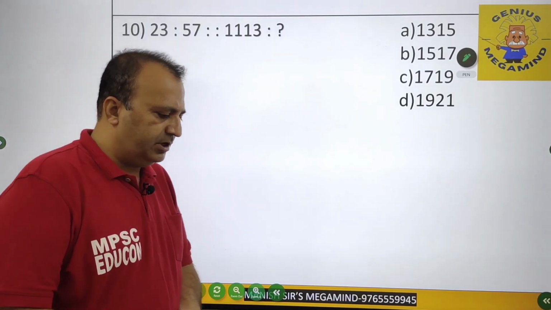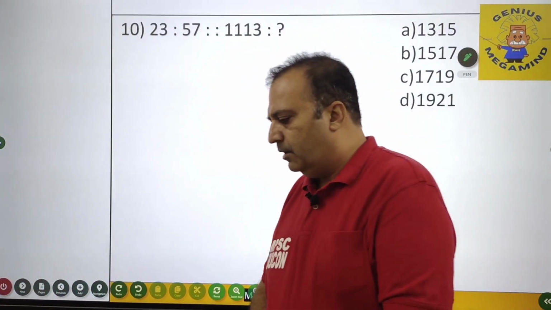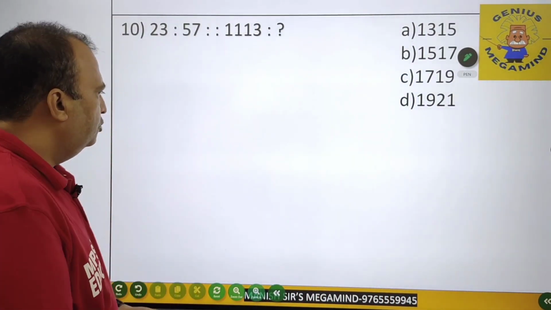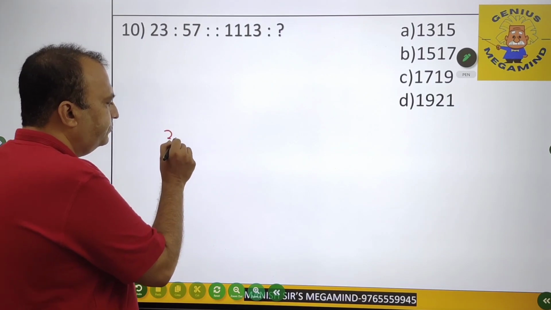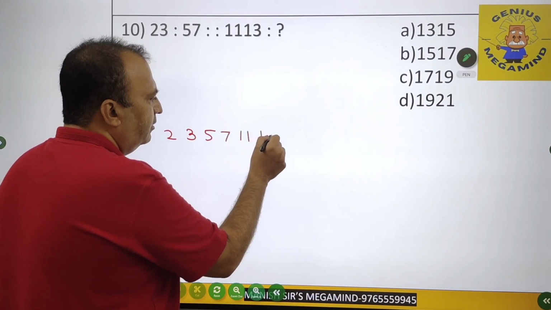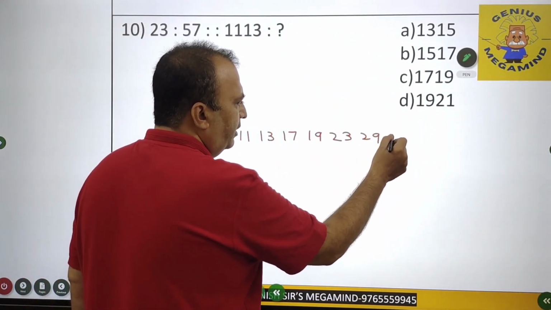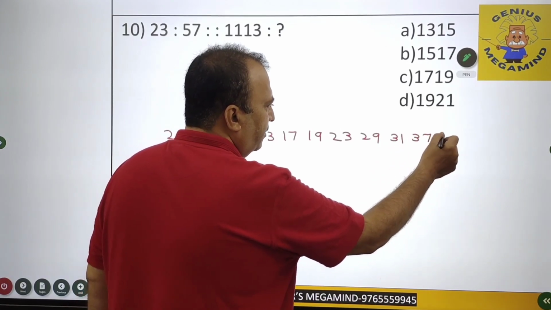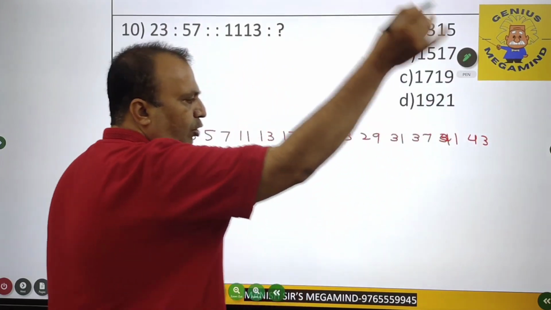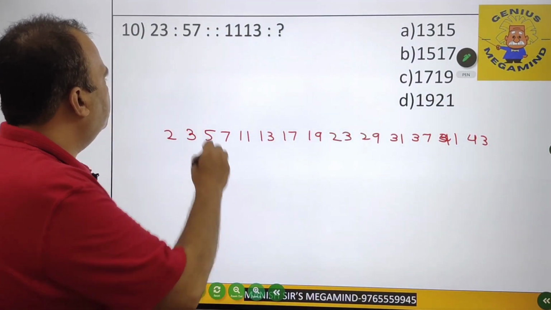Now moving down to question number 10. The question looks a bit complicated, but again observation will play the most important role. If I just chalk out all the prime numbers: 2, 3, 5, 7, 11, 13, then 17, then 19, then 23, then 29, then 31, then 37, then 41, then 43, and so on. So the series goes on continuing. Fine. So I have to observe the numbers.